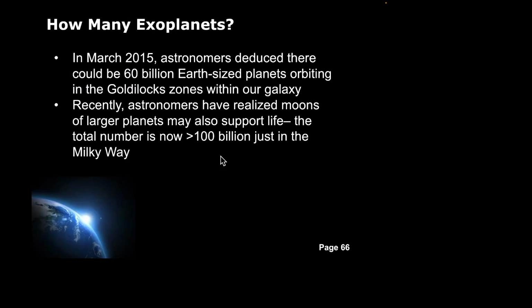In 2015, astronomers deduced there could be 60 billion Earth-sized planets orbiting in the Goldilocks zones within our galaxy. Recently, we've realized that moons of larger planets could also support life, just like Enceladus and Europa in our own solar system may support life. So now there could be over 100 billion locations just in the Milky Way.